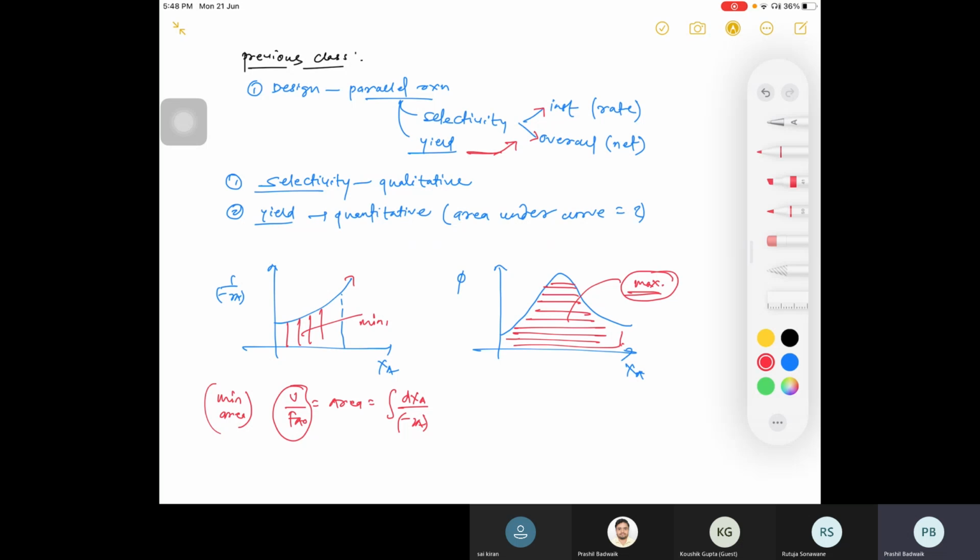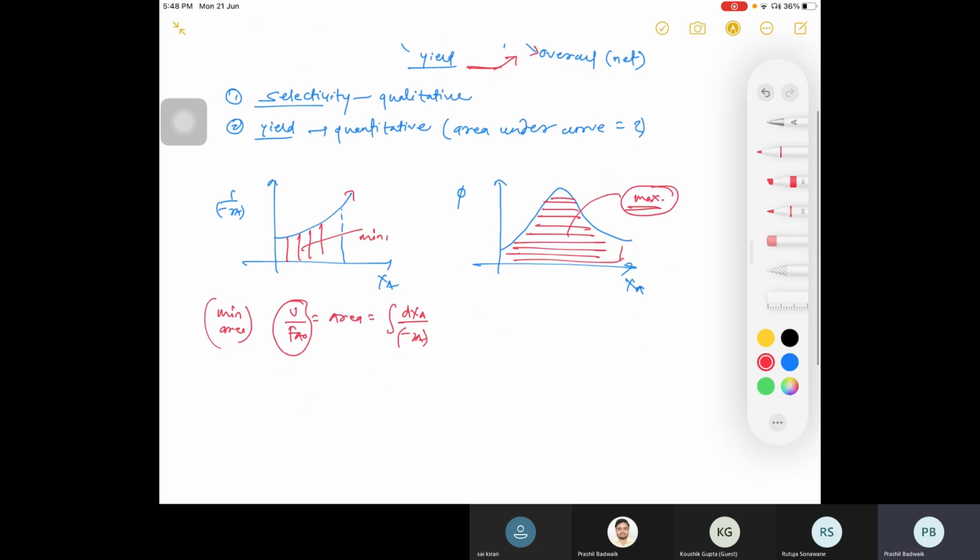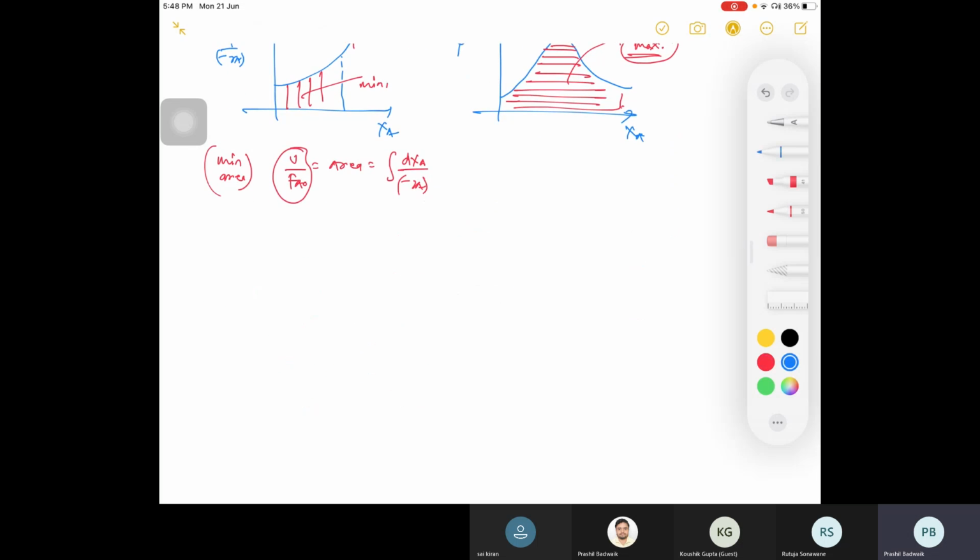So in today's class we'll start with steady state non-isothermal reactor design. Before that, I'll talk about your series reaction, where we studied what the favorable condition was. Series reaction, A gives B and it is giving you C. Here B is our desired product.